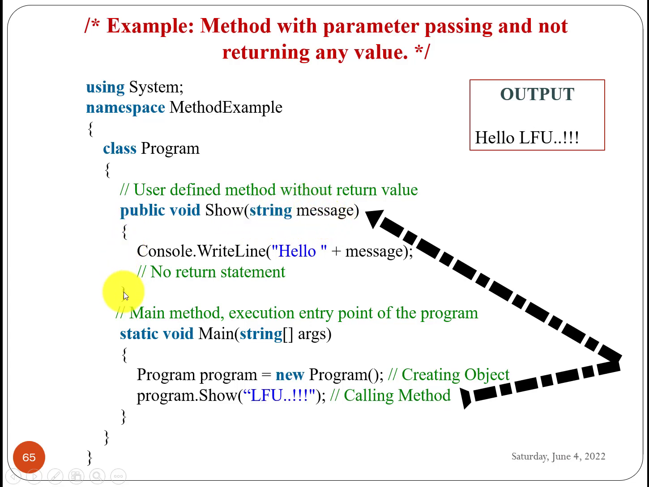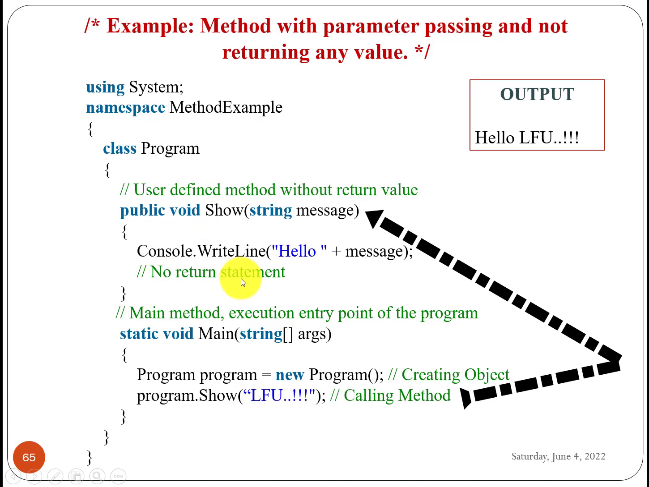Now inside the method body, console write line hello. This is a concatenation. Plus is the operator for concatenation. Here we are adding two strings together. One string we have given directly with double quotes, and the second string is the message we are passing here. So this is also a string. So two strings we are adding together. We are using a concatenation operator. After that, no return statement because it is a void return type.